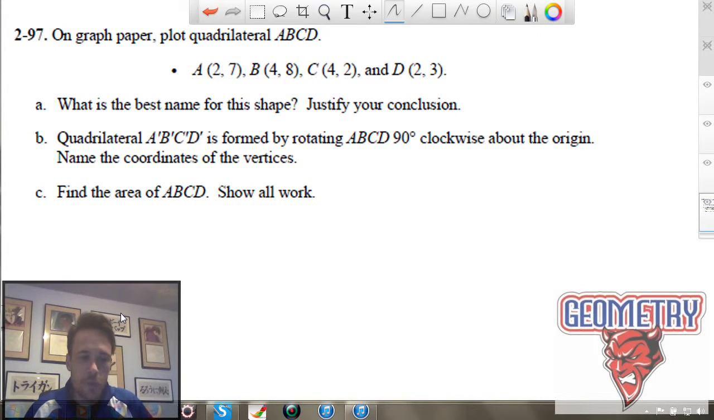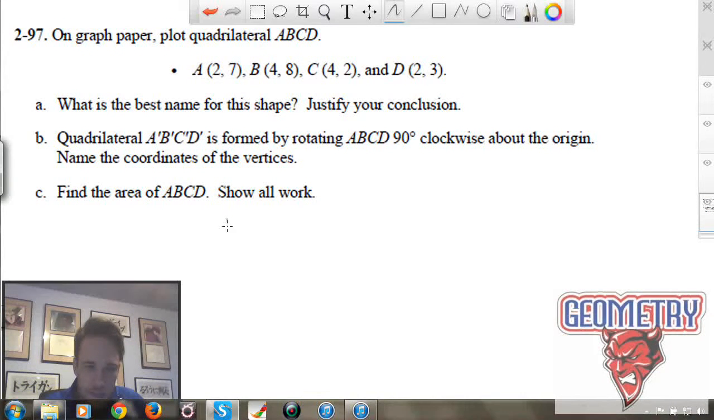This is Unit 2, we're on problem number 97. And so we're asked to graph these points. I don't have graph paper again, but holy cow, there's a line tool, we should probably use it. Okay, so there's that.